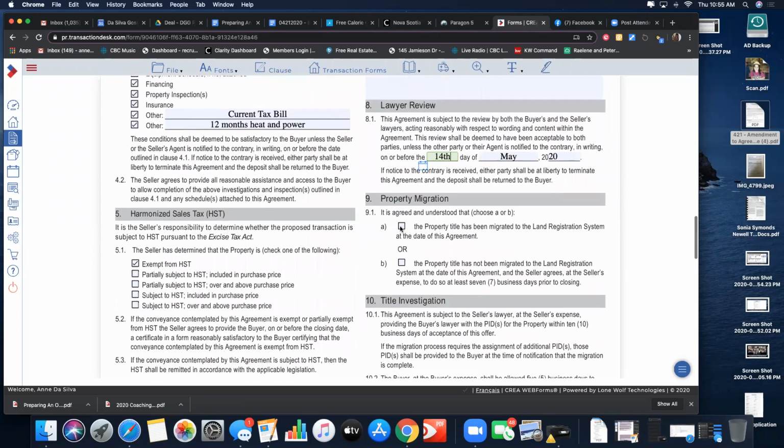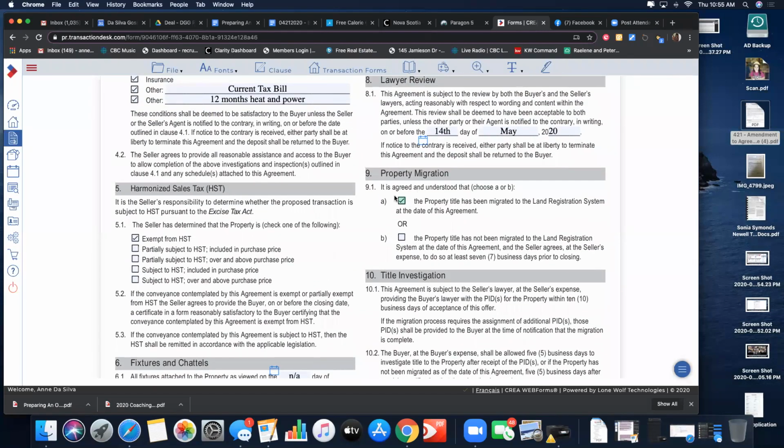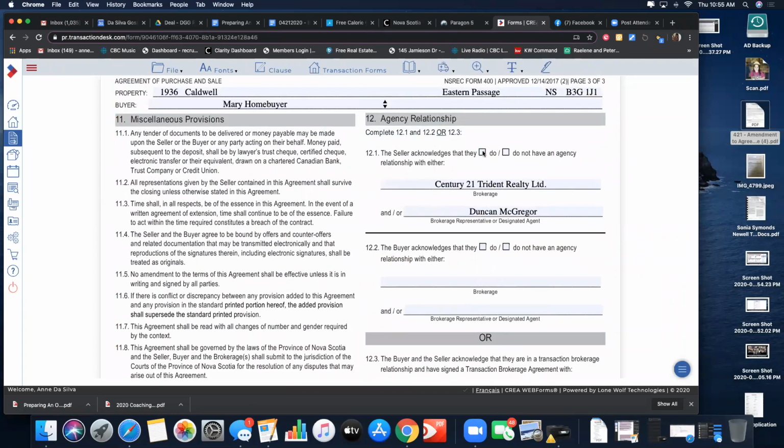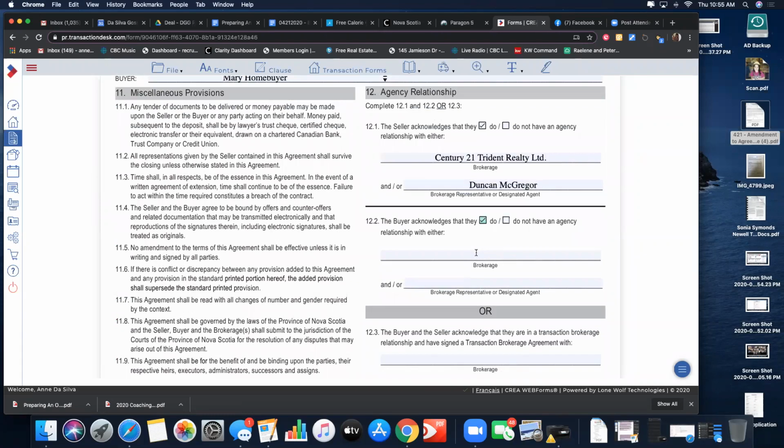So property migration, you will have this box ticked in most cases. It may not be, but if not, that's fine. If you are selling a mini home on leased land, this section and section 10 will be struck out, please note. Okay, but we're not doing a mini home right now. So moving forward, you will of course have explained this entire document. So you're going to have to go in and tick that the seller has independent representation, and then you're going to fill us in. If you are the member of a team, you have to list at least one team member, and you have to list the team itself.